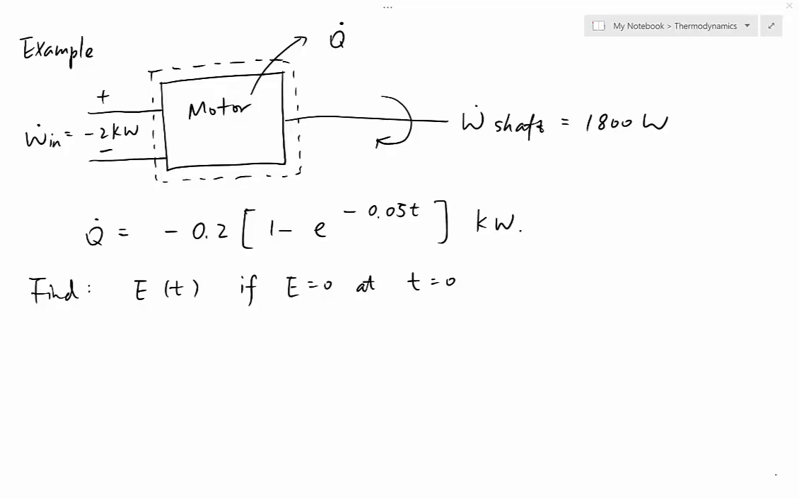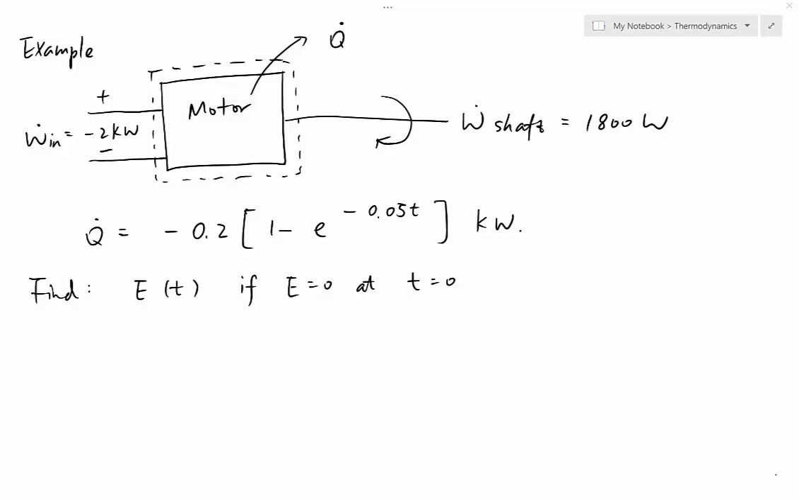Okay, so now here, why is W dot in a negative number? And why is W dot shaft a positive number? The reason is still the same as before. W dot in goes into my system, which is the motor. So that means the motor consumes W dot in. Consuming work, the work must be negative. And then W dot shaft comes out of the motor. That means the motor, which is my system, generates this work. Generating work means the work must be positive.